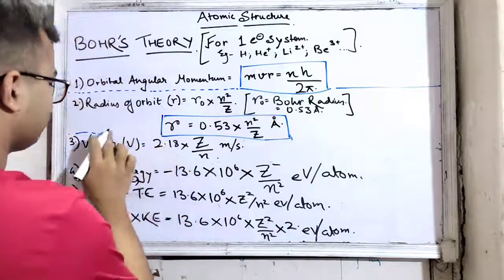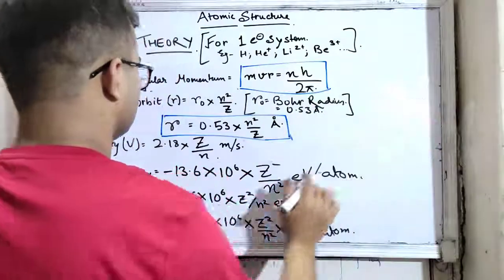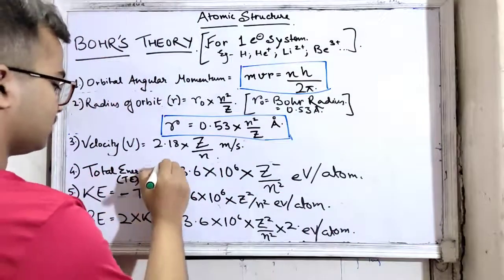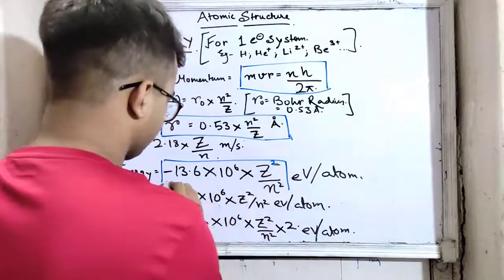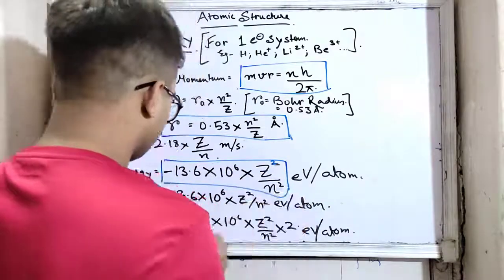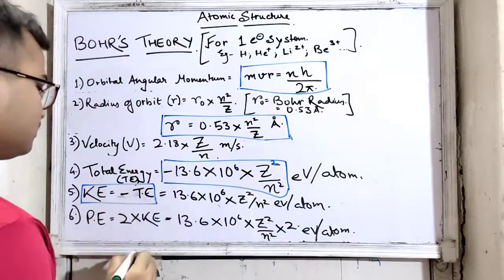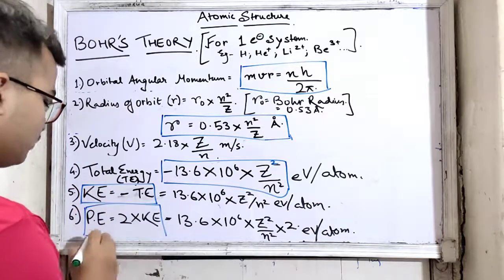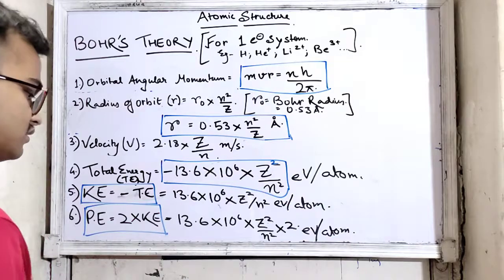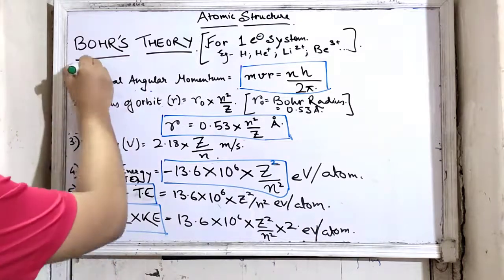So this is the velocity, this is the orbital angular momentum. Next we came to the formula for total energy, which is 13.6 into 10 to the power 6 z square by n square. Kinetic energy is the negative of total energy, which comes 13.6 into 10 to the power 6 z square by n square, and potential energy is twice the kinetic energy, which is 13.6 into 2 into 10 to the power 6 into z square by n square electron volt per atom. So copy up to this much.